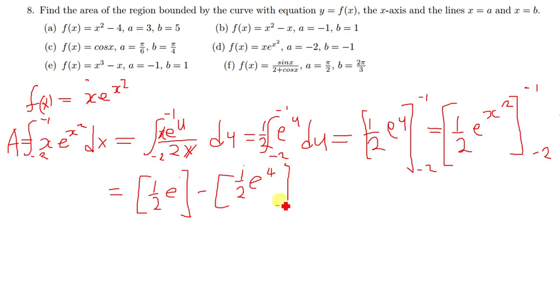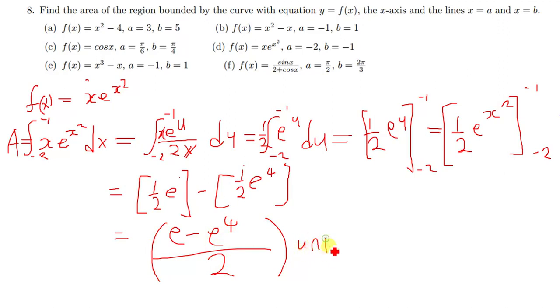So here it's just a matter of simplifying that to find the area. So when you simplify that, you have your solution being equal to e minus e to the power 4, everything divided by 2. Yeah, and this you put unit squared. Yeah, so this is how you find the area. It's just as simple as this.